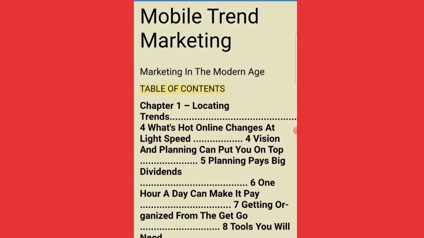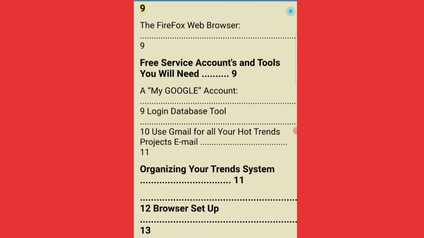Table of contents. Chapter 1, Locating trends. What's hot online changes at light speed. Vision and planning can put you on top. Planning pays big dividends. One hour a day can make it pay. Getting organized from the get-go. Tools you will need. The Firefox web browser. Free service accounts and tools you will need. A My Google account. Login database tool. Use Gmail for all your hot trends projects email.